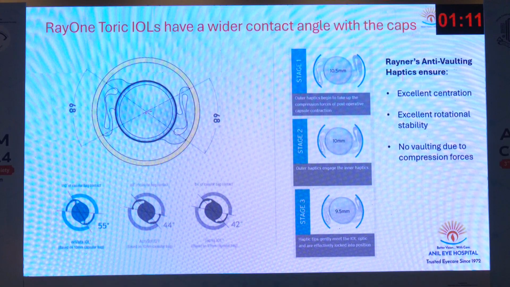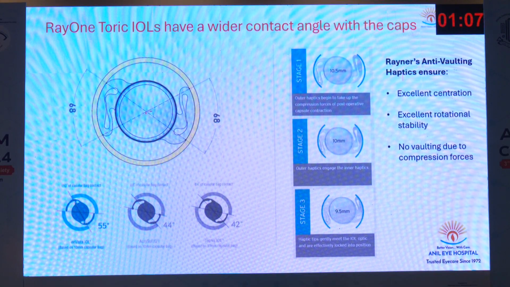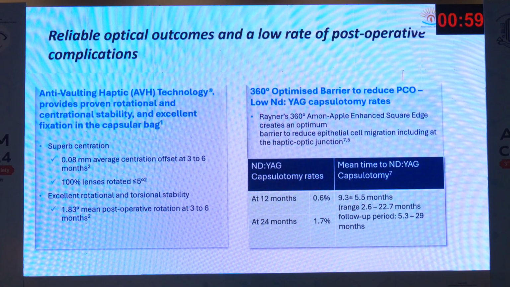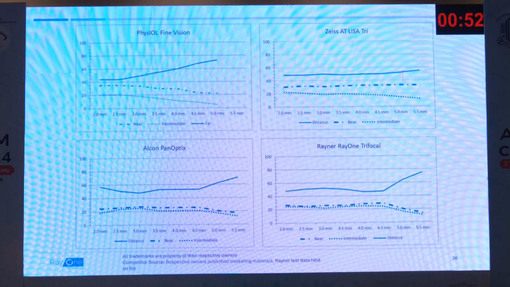Now one of the important features is it has an excessively wider contact angle compared to the other lenses, and it has a very good anti-vaulting haptic design also, because of which there is good rotational stability, and very low YAG capsulotomy rates, just 1.7% at 24 months. If you compare it with the other trifocals, it's absolutely comparable.